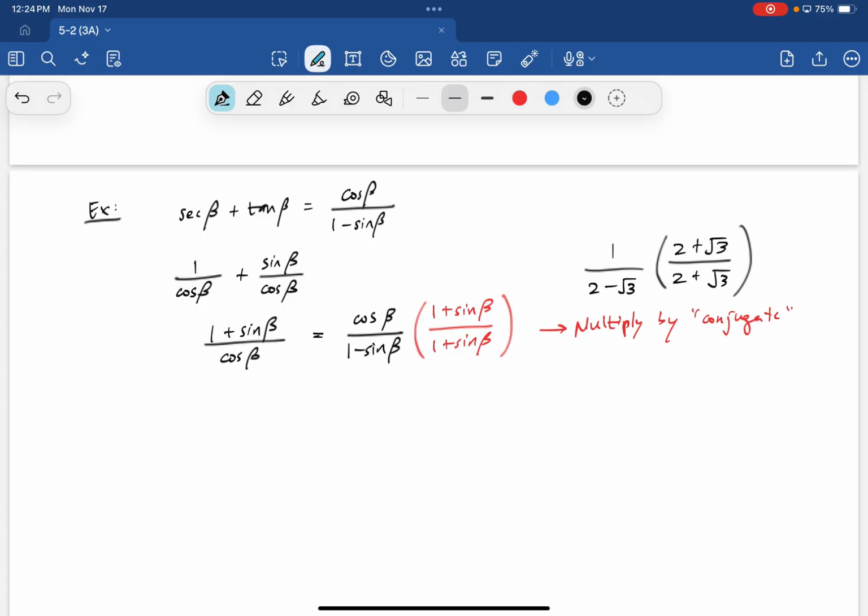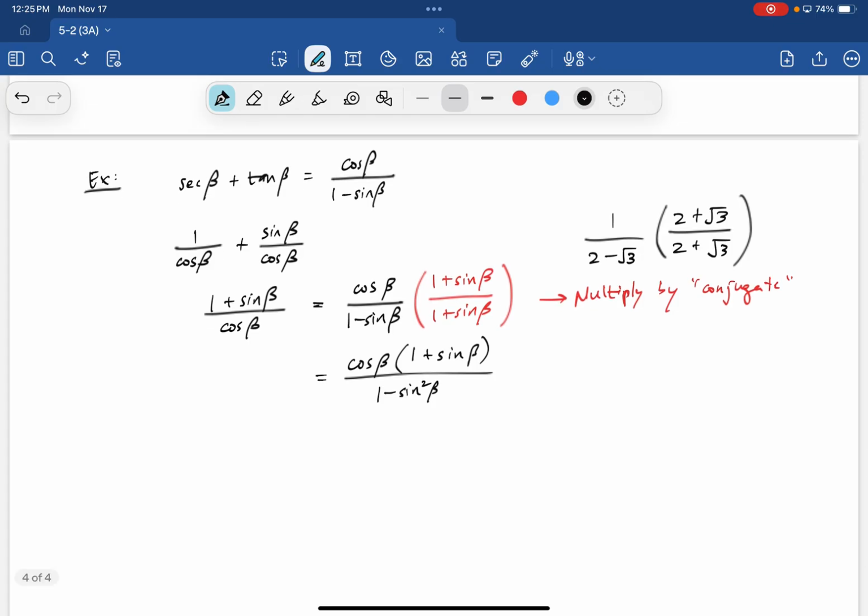The reason why we want to do that is because we want to introduce a 1 minus sine squared or 1 minus cosine squared, right? If we do that, we know we can simplify stuff. So that's the idea. Here, if we multiply by 1 plus sine beta, that means that the bottom is going to turn into 1 minus sine squared because of the difference of squares, right? The top is going to become cosine beta times 1 plus sine beta. But the bottom is a difference of squares, right? A minus b times a plus b. So the bottom is actually 1 minus sine squared. But 1 minus sine squared is none other than cosine squared.